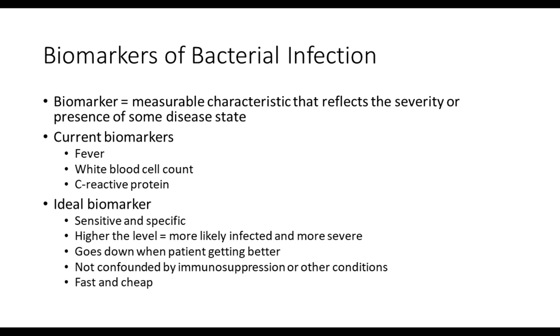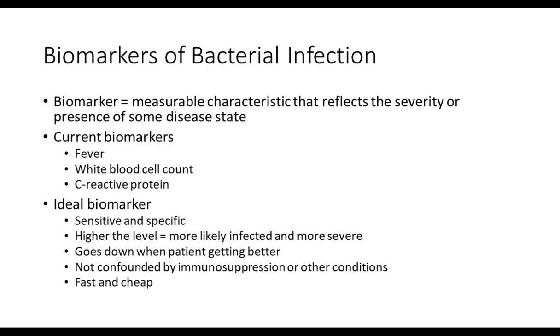It'd be nice if when we treated somebody, that biomarker went down and reflected the progression of the infection. And it'd be really good if it wasn't confounded by immunosuppression and other conditions, which are a lot of the problems we have with our current biomarkers. And then any biomarker to be useful has got to be fast, so we can use it to make decisions, and everything needs to be cheap these days, right? So the ideal biomarker does not exist.